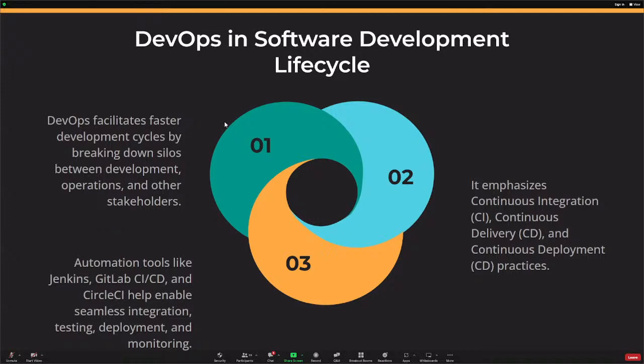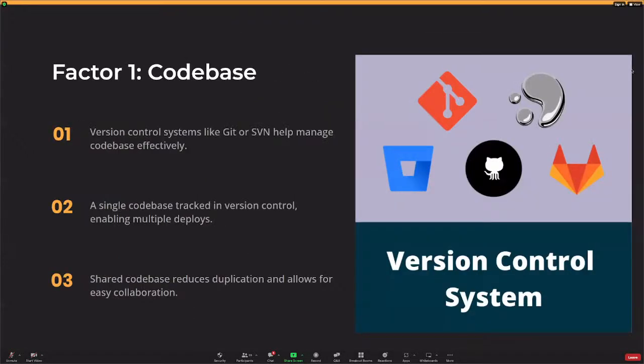A code base is tracked in version control, which helps to enable multiple deploys. This part of the code base helps to reduce duplication and allows for easy collaboration. And many Git hosting providers like GitHub help multiple developers work on a single project without affecting the timeline.